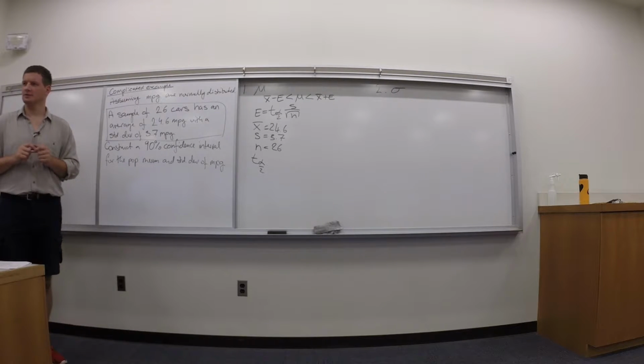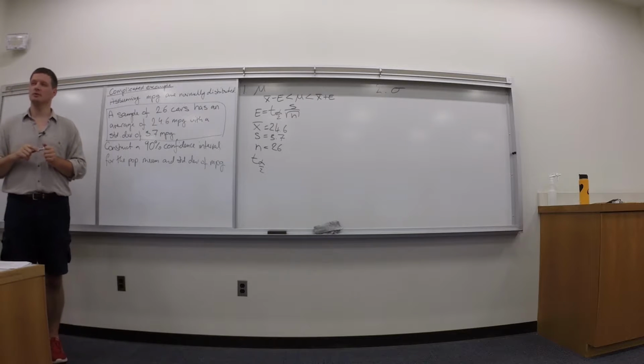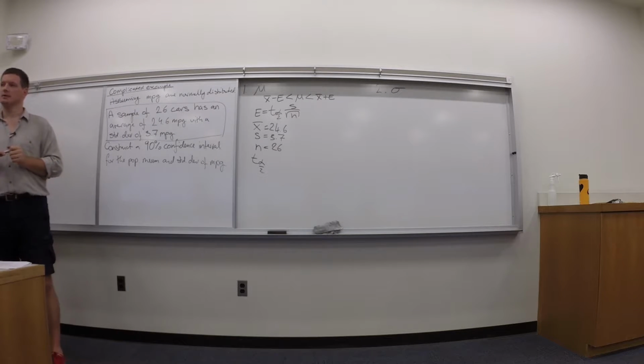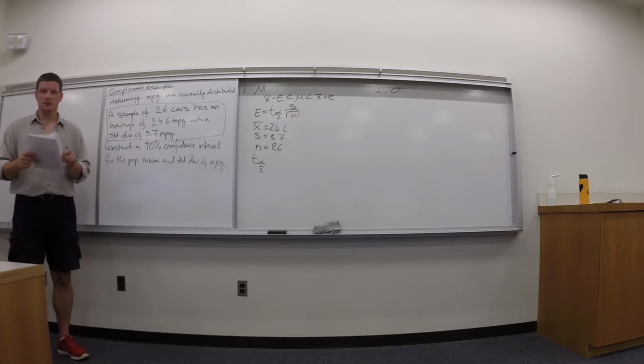Did you just say 0.05? How do you know? It's 90%, so 10% divided by 2. So you're saying alpha over 2 is 0.05, not T alpha over 2. Yeah, she's saying alpha over 2. Yeah. Okay.